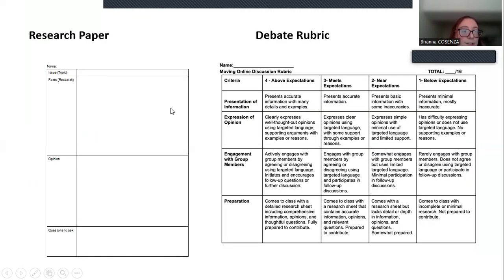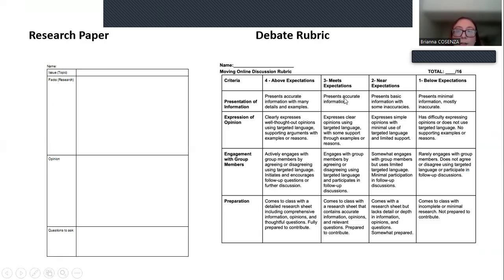So this is the research paper. Again, I keep it simple: just their facts, their opinions, and then questions they want to ask each other. The rubric I use to grade, I also keep simple and easy to follow. I'll grade on their presentation of their information, their expression of opinion, how they engage with their group members, and their preparation. And I do collect the research paper to grade.